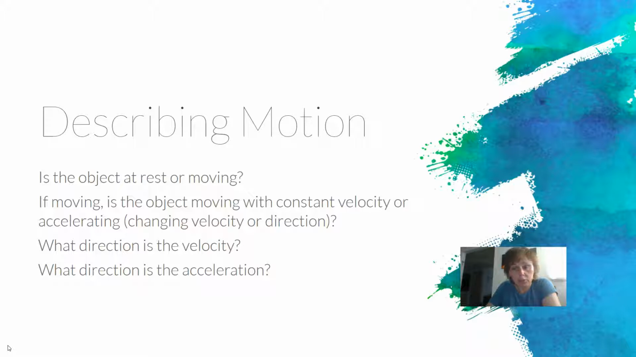Let's describe motion. Before we look at some examples, we want to first ask questions when we start describing motion. For example, is the object at rest or moving? If it's at rest, you're done. You just say the object is at rest. If it's moving, what kind of motion is that? Is it motion with constant velocity or with acceleration? And what direction is the velocity? What direction is the acceleration?